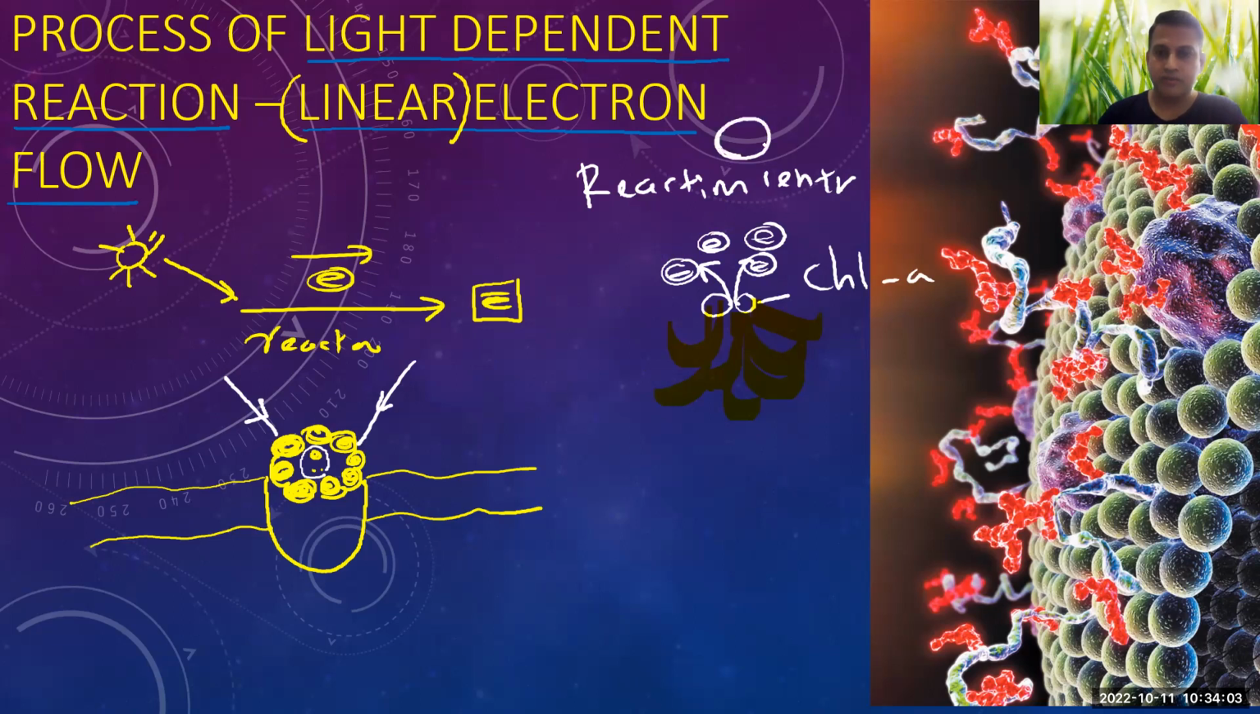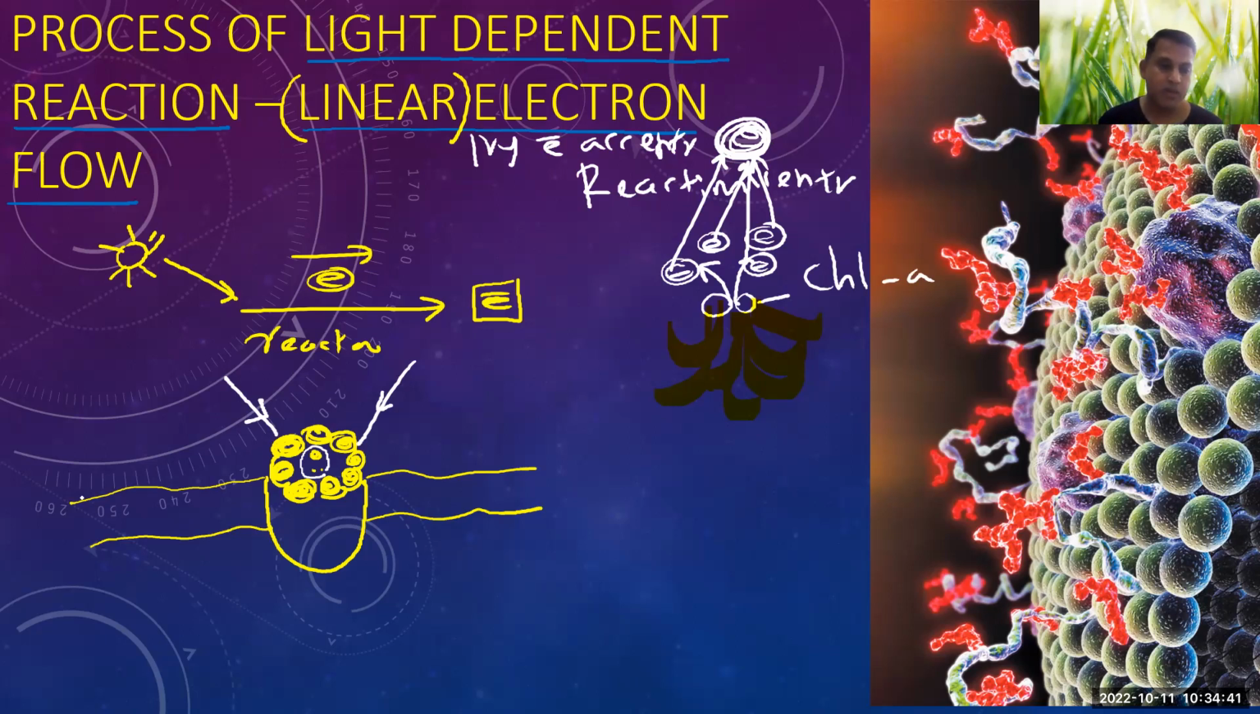It was here, the primary electron acceptor, which is still in the reaction center. So the electrons are moving to the primary electron acceptor. Light energy is absorbed, electrons are excited in the reaction center, chlorophyll A molecules are excited with light energy, then the electrons are moving to the primary electron acceptor.